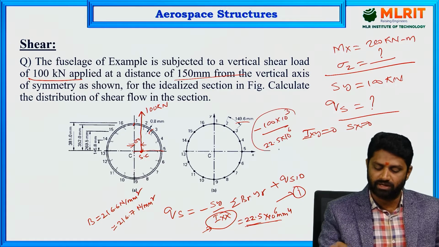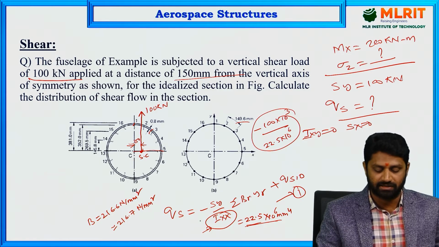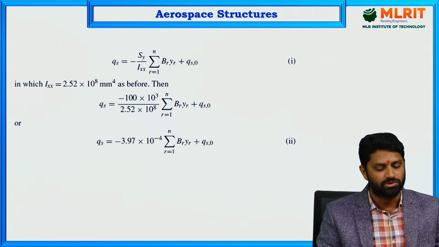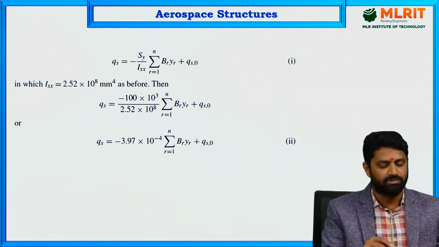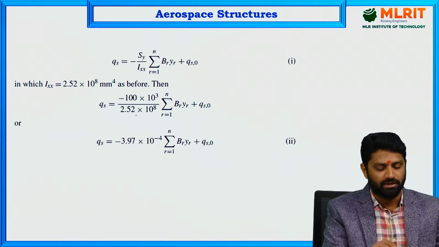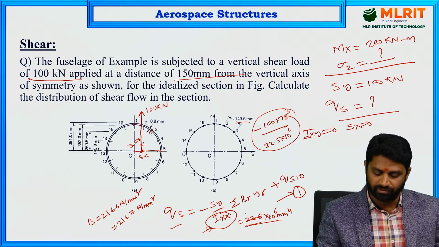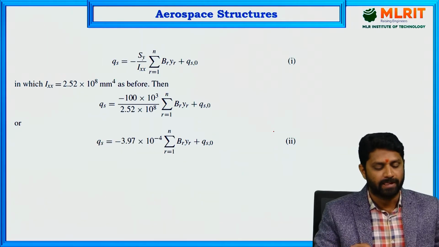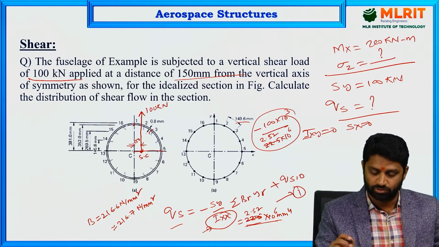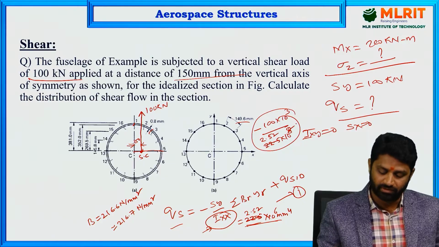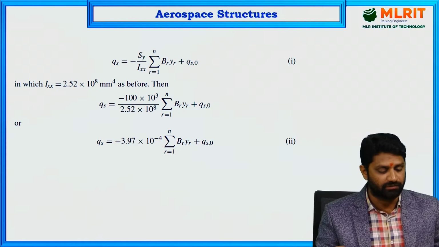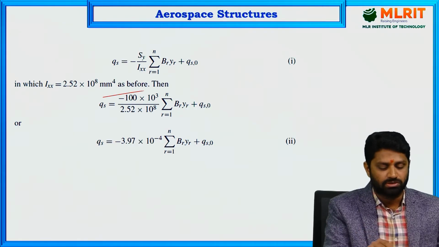And then you get a constant, and then you rewrite that equation for qs, and you can consider it as equation number 2. So this is what we got, that is minus 100 into 10 to the power of 3 divided by, that is not 22.5, it is 2.52 into 10 to the power of 6. In fact, 2.52 into 10 to the power of 8 we got, not 6, for the previous one.